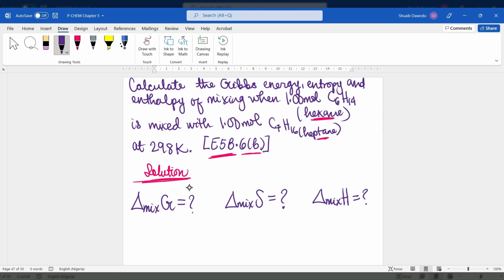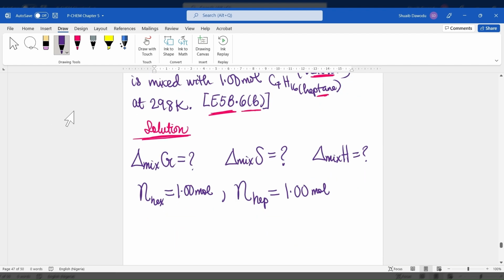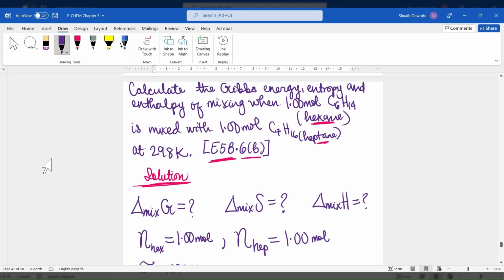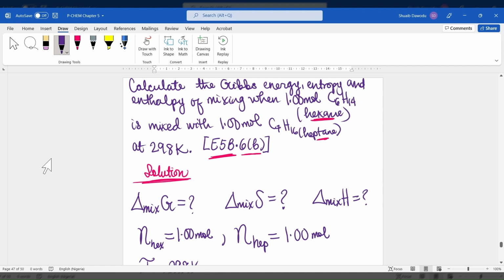Then we're given the number of moles of hexane. N sub hex, the number of moles of hexane, is 1.00 mole. And N sub hept is 1.00 mole. And then, of course, the temperature is 298 Kelvin. So that's basically it. They've given us all of the parameters. They just want us to determine the Gibbs energy of mixing, the entropy of mixing, as well as the enthalpy of mixing.